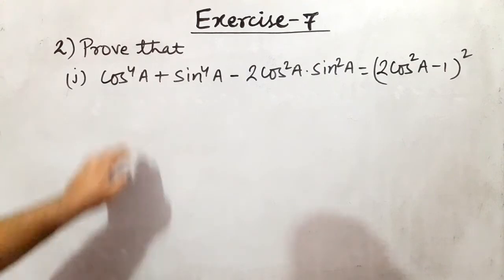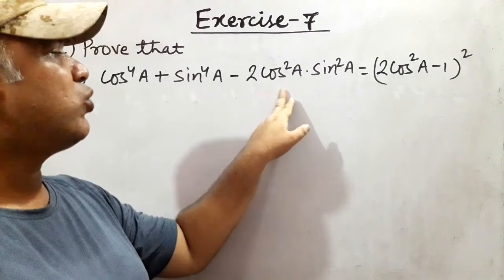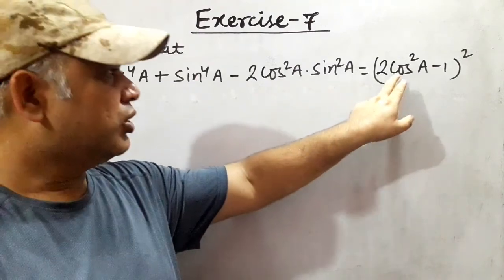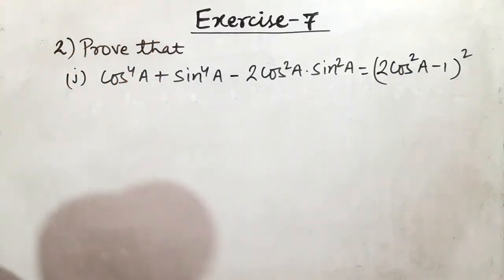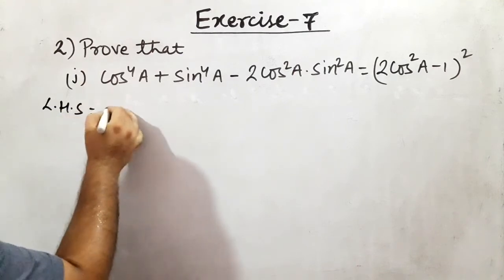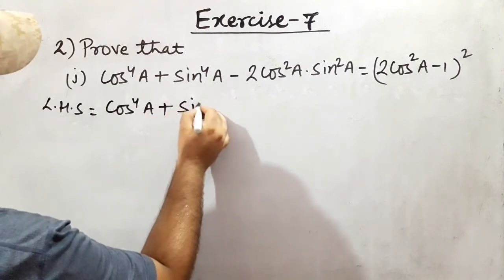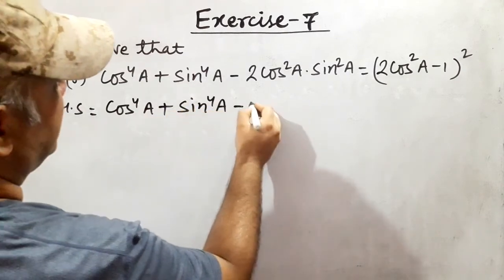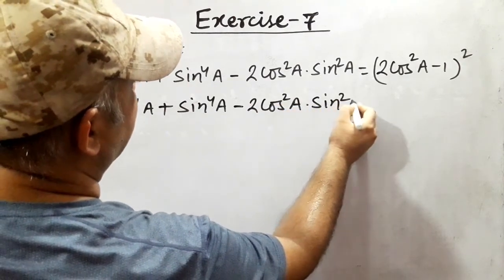Let's see the next question. Cos power 4A plus sin power 4A minus 2 cos square A into sin square A equals to 2 cos square A minus 1 whole square. It seems complicated, but it's quite easy. Let's go through the rules and the proper formula. So, left hand side, we have cos power 4A plus sin power 4A minus 2 cos square A into sin square A.